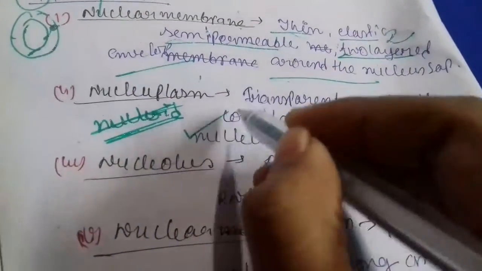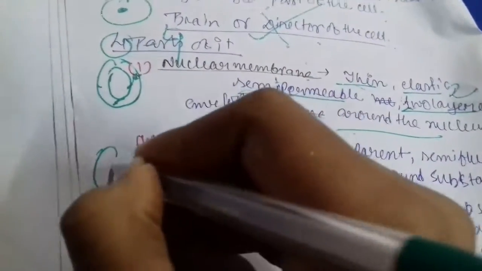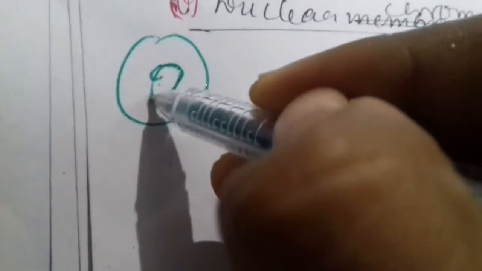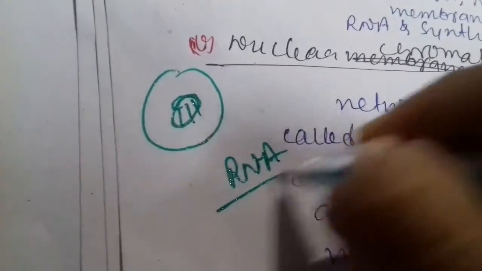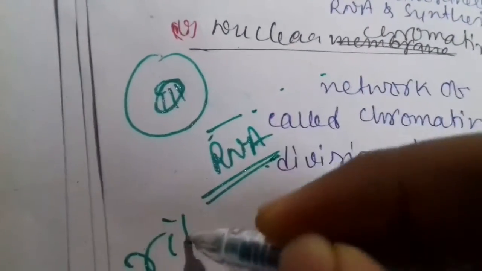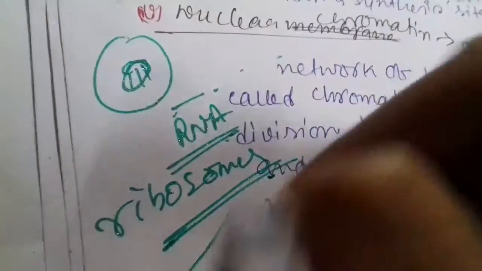Nucleoplasm. It is a transparent, semi-fluid, colloidal substance in the nucleus. A cytoplasm in the nucleus is nucleoplasm. Nucleolus: in the nucleus there is a dark portion, which is the site of formation of RNA. Ribosomes contain RNA, meaning ribonucleic acid, so it is the formation site of ribosomes also.